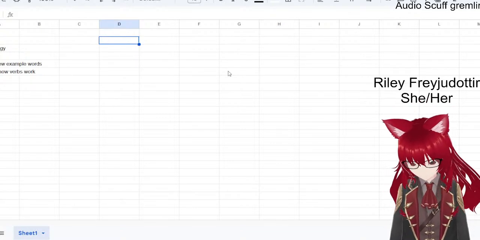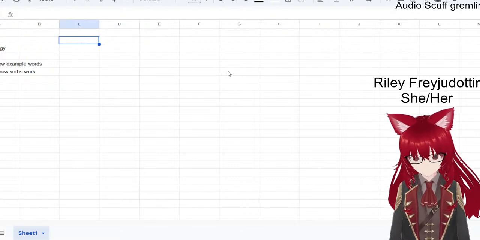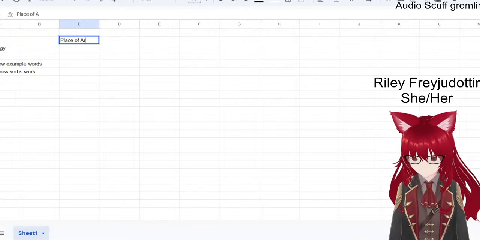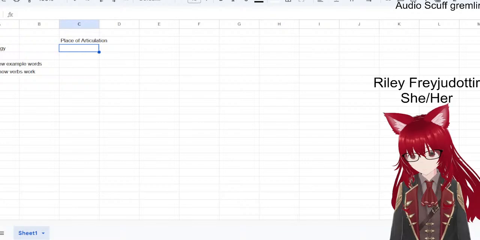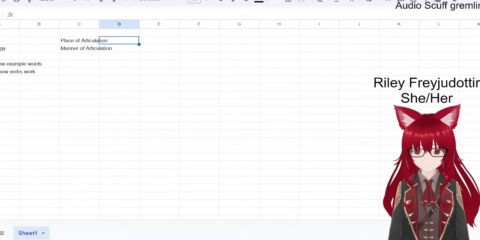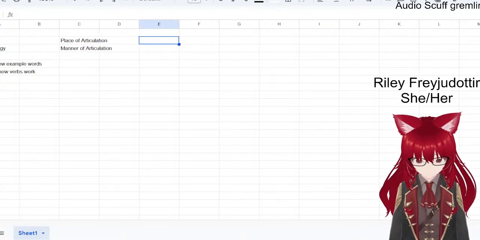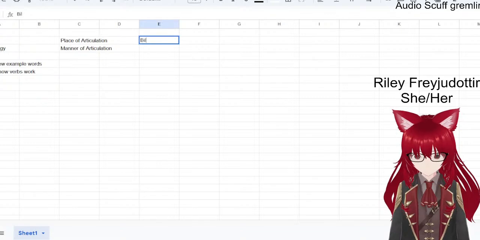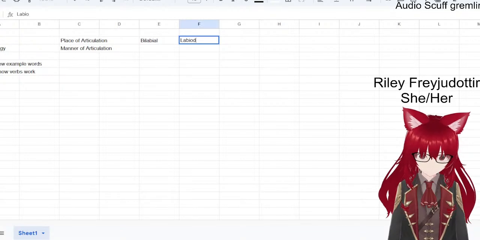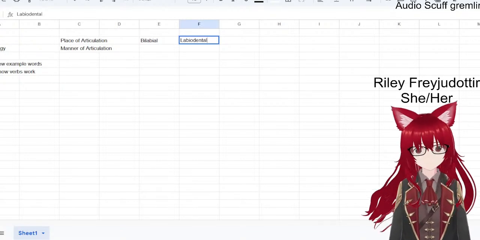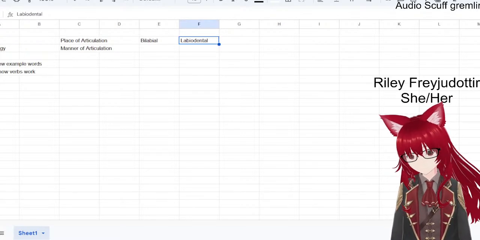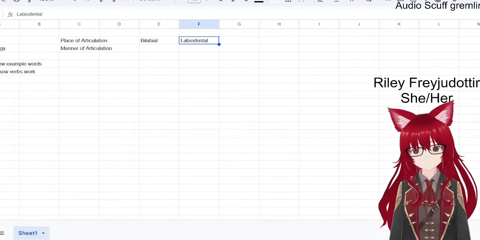Each sound in a language can either be a consonant or a vowel. If it's a consonant, there's a place of articulation and a manner of articulation. The place of articulation is where in the mouth it's produced. So you can do it bilabial, with both your lips, or labiodental, that is with your teeth and your lips, like the F sound in English.